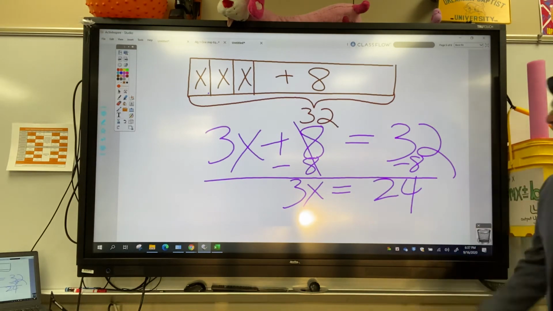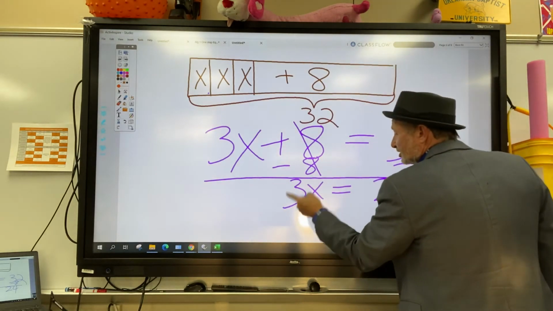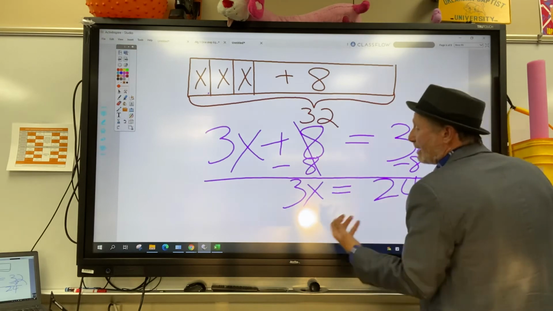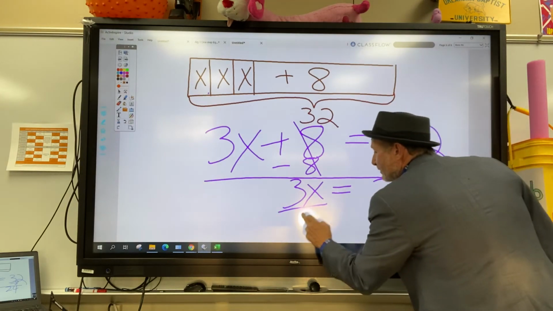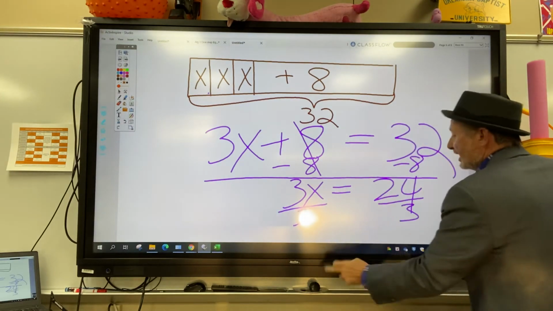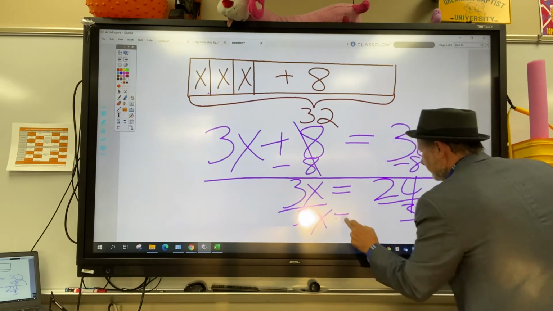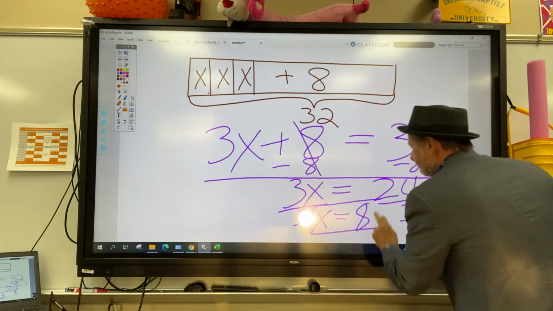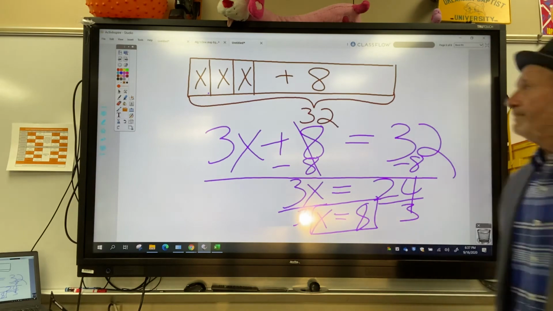All right, now it's time to 1 out the 3 through division because it's 3 times x, so therefore I'm going to do the opposite, which is division. Divide by 3, and x equals 8. Boom, bada, bing. Okay, another one.